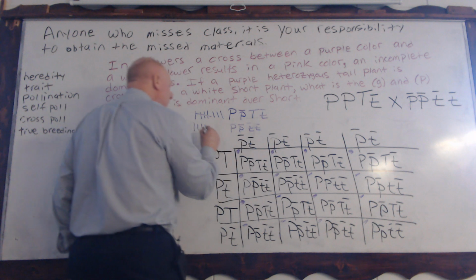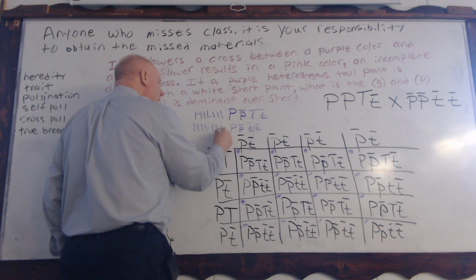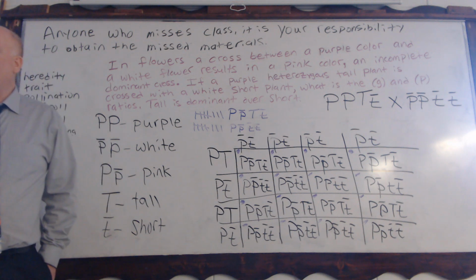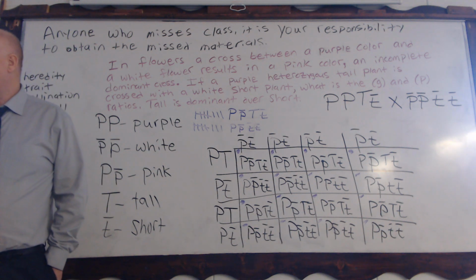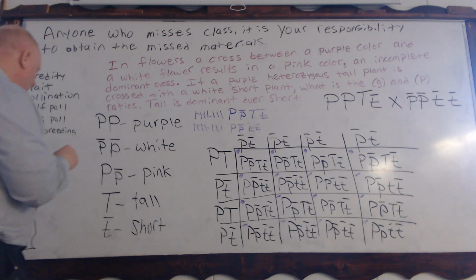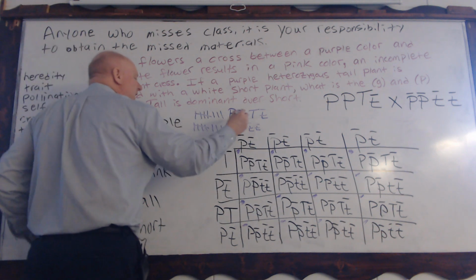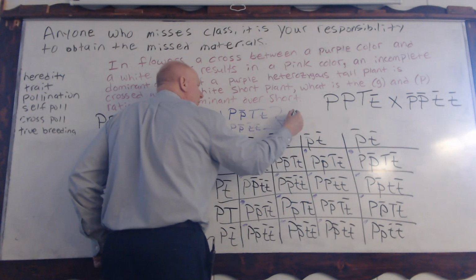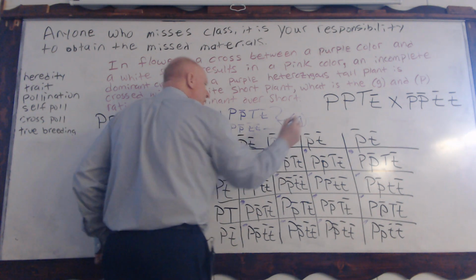Did we miss a box? No. So each and every one of those has a purple mark in it. Yes. Okay? So now, again, this is which one? Genotype or phenotype? That's our genotype.